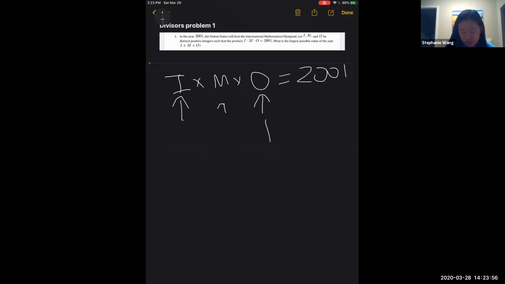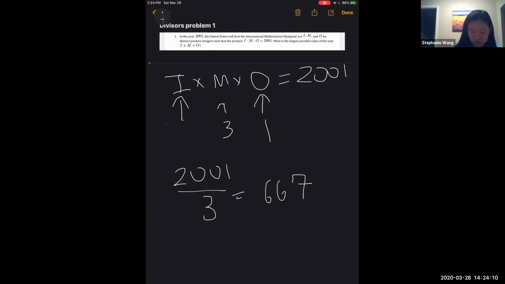Then we know that 3 is going to divide 2001. So let's make M 3, because that's definitely the next smallest divisor of 2001. That leaves I to be 2001 divided by 3 equals 667. So I would be 667. And this way, you have the maximum total sum of I, M, and O.